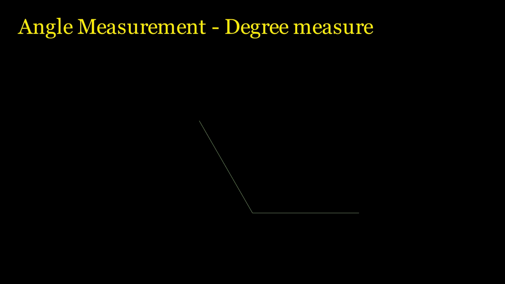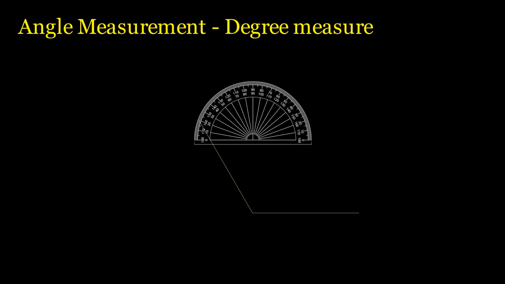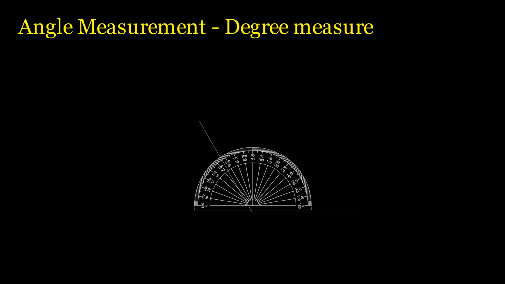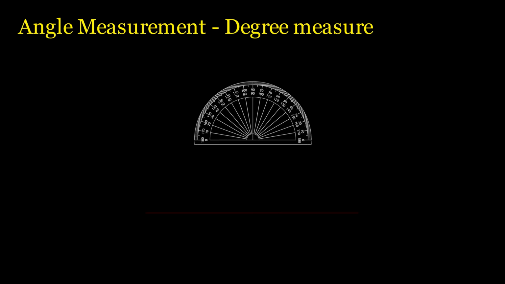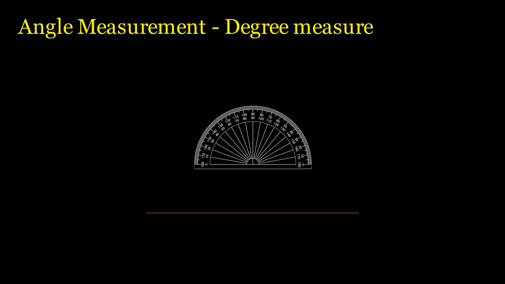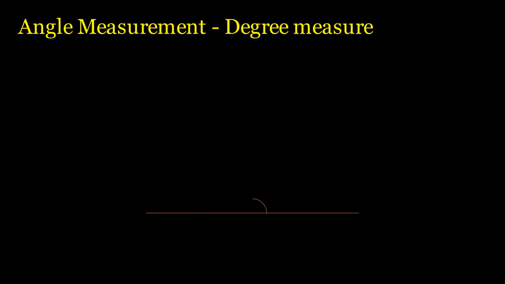This looks like it is beyond 90 degrees. Let's measure it. Okay, this is 120 degrees. This looks like a perfect straight line. In this example, the base of the protractor coincided with the line, so it's a 180 degree angle.